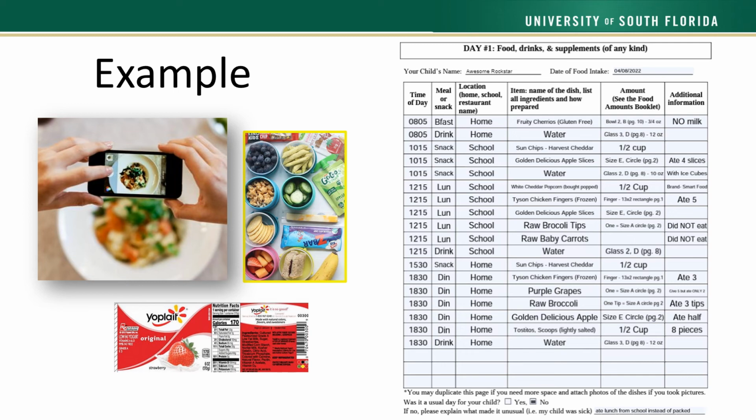The food amount booklet was used to measure the cereal. We see that bowl 2, letter B, seems to be the most accurate and is about 3/4 of an ounce. The child did not consume milk. However, in the next line, we see that the child did have water. At the very bottom, it shows it was not a usual day because the child ate the school lunch instead of a packed lunch. Please take the time to review this example.